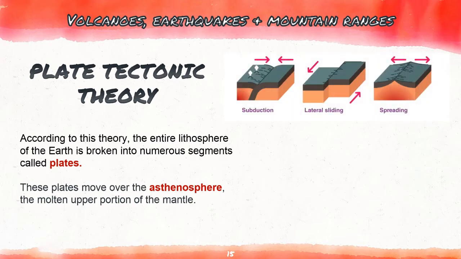By looking at the illustration, we can see that there are movements that happen in the plate boundaries, or in the edges of the tectonic plates. These could be subduction, lateral sliding, or spreading.